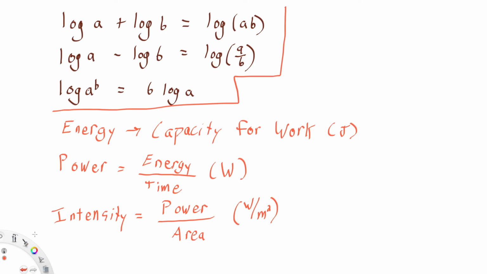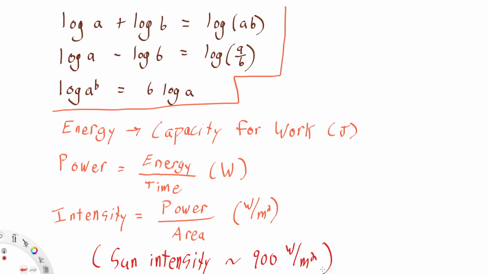For reference, on a sunny day in Las Vegas, the sun is pounding down about 900 watts per square meter of intensity. So it's a lot.